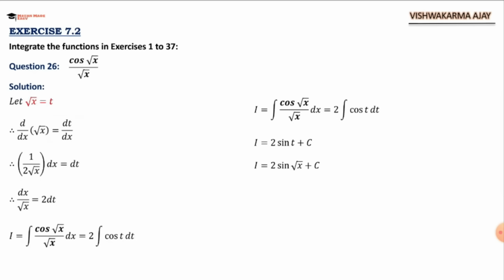See, we come to till here and cos t, same this statement. Now integration of cos t is sin t, and don't forget to resubstitute the value of t, that is root of x. So final integral is equal to I is equal to 2 sine of root x plus c.